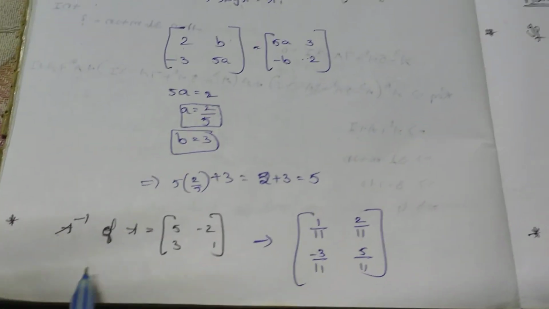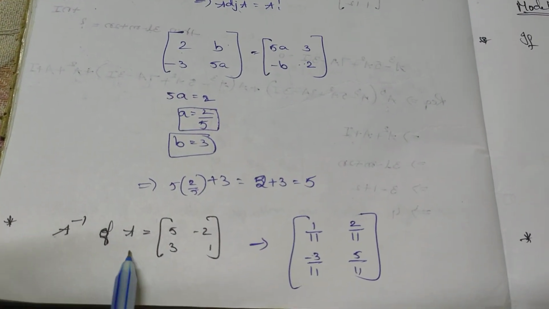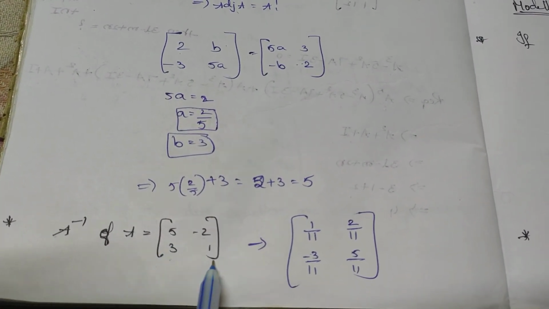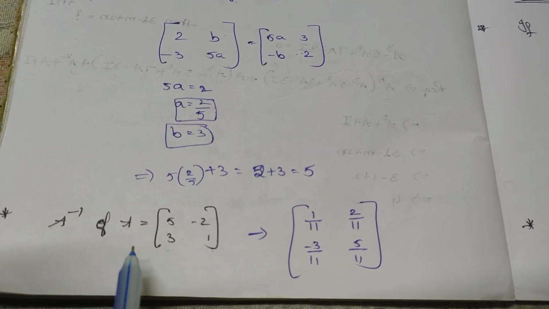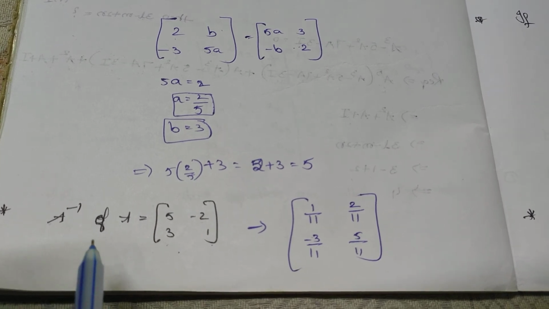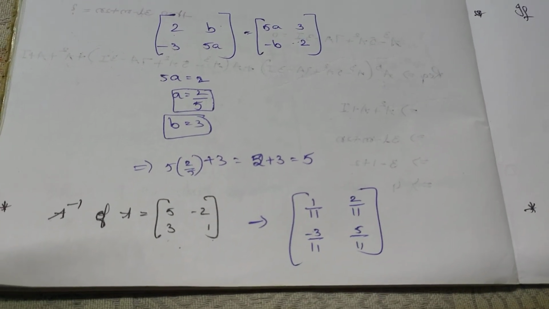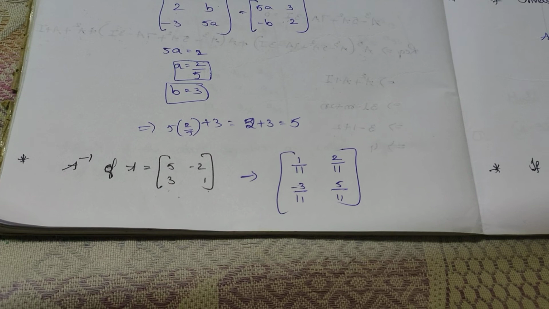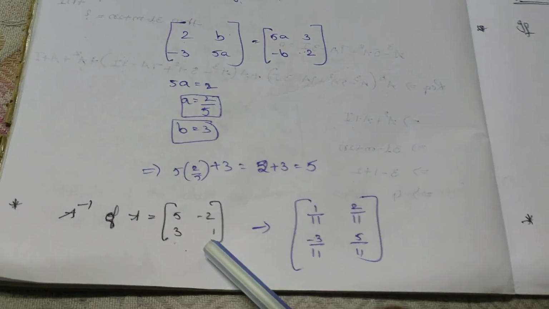Next. Find the inverse of A, where A is the matrix with rows 5, minus 2 and 3, 1. So A inverse is equal to 1 by det A into adjoint of A. When A inverse exists, the determinant of A is not equal to 0.